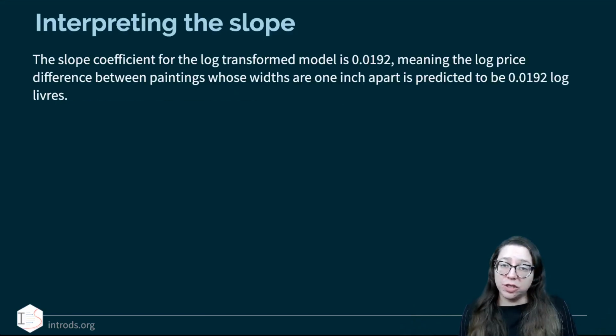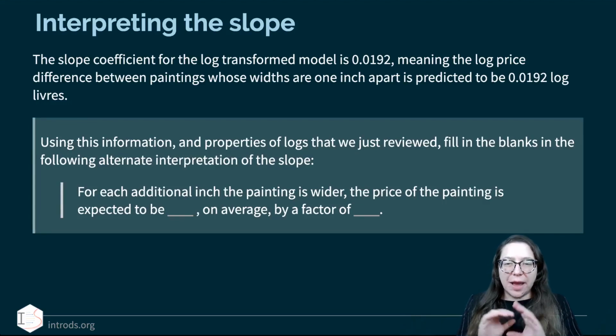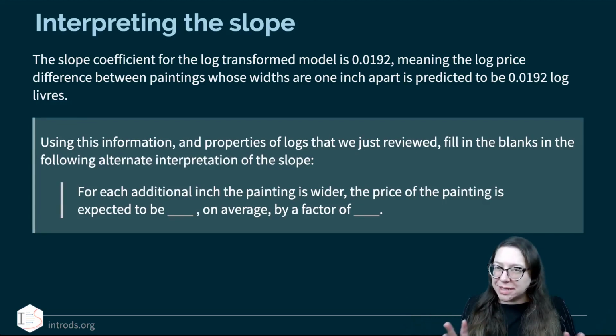So the slope coefficient for the log transformed model is 0.0192, meaning the log price difference between paintings whose widths are 1 inch apart is predicted to be 0.0192 log livres. So if I was to put this in notation, really the sentence that we want to fill out is, for each additional inch the painting is wider, the price of the painting is expected to be something on average by a factor of something. So the first something is either higher or lower, and the second something is a numerical value that we want to get.